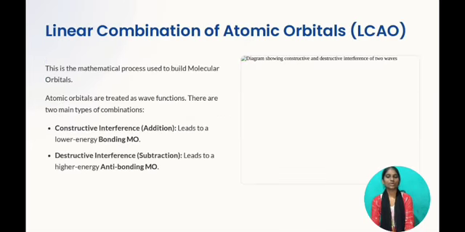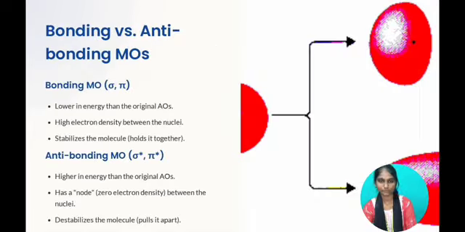What is linear combination of atomic orbitals? This is the mathematical process used to build molecular orbitals. Atomic orbitals are treated as wave functions. There are two main types of combinations, constructive interference and destructive interference. What is constructive interference? It is addition. It leads to a lower energy bonding molecular orbital. Destructive interference is a subtraction. It leads to a higher energy anti-bonding molecular orbital.